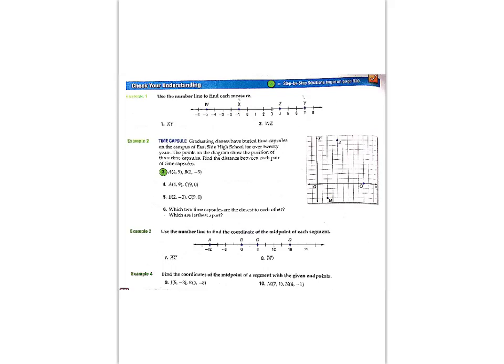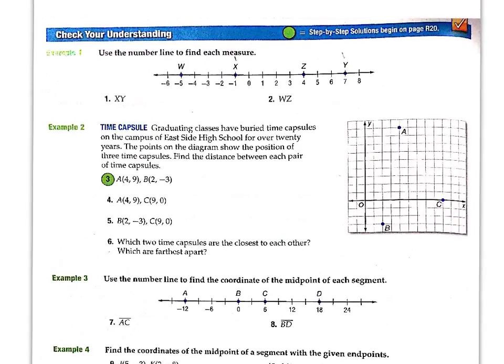So here we have some problems. So I'll do some quick examples here. So we have a new notation here. Whenever you see a segment without anything above it, that means it wants the measure or the length of the segment. So I go from X to Y.